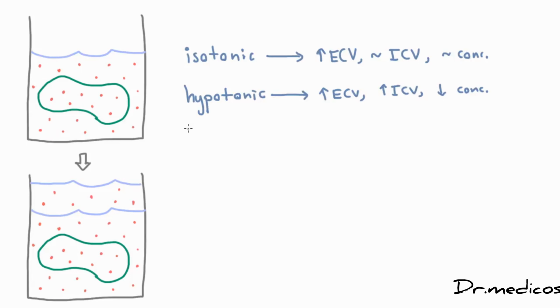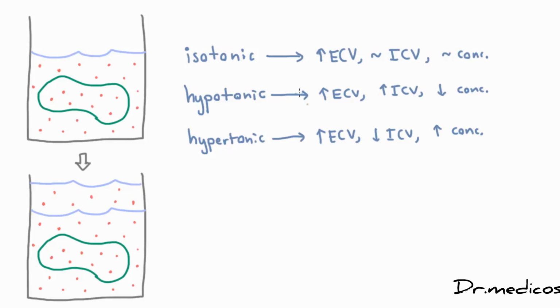And then what's the third example? The third example is adding hypertonic fluid. So hypertonic fluid has a higher concentration of salt than your extracellular fluid. And this is pretty much the same as just adding salt. Adding salt is like the most extreme example of this. So when you add hypertonic fluid, what you get is an increase in the extracellular volume, a decrease in intracellular volume, and an increase in the concentration of both compartments.